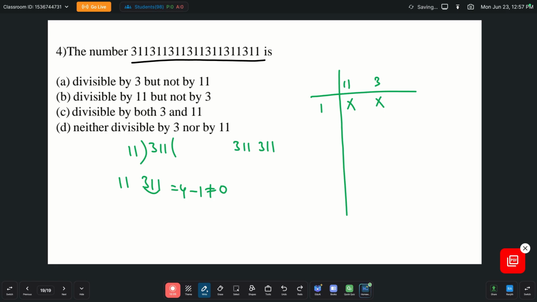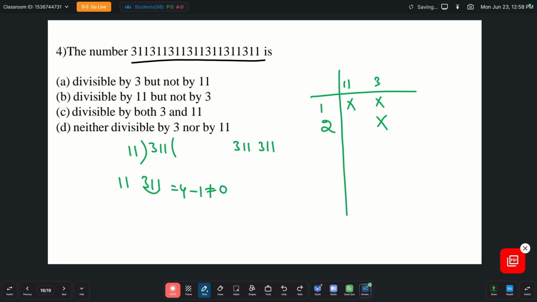Because of the sum of all digits. So 3 will be cancelled. 1 we are getting 4 times. 4 is not a multiple of 3. So it is not divisible by 3 table. So when we take 2 times, it is not divisible by 3 table.